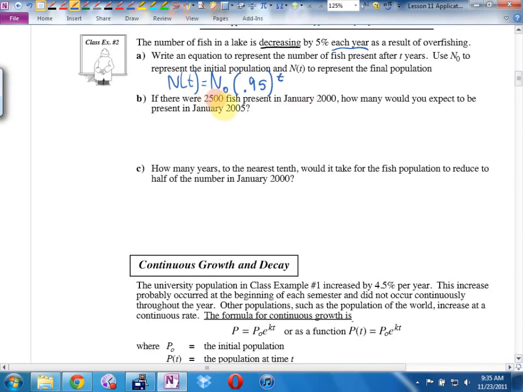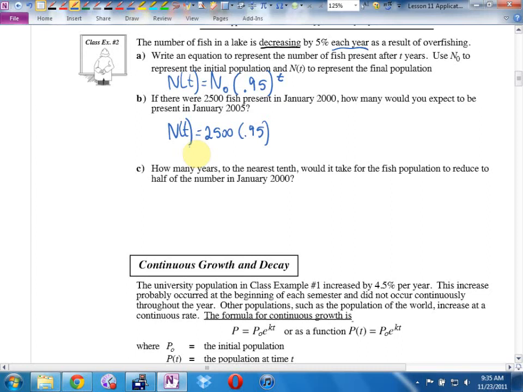What do they want me to find in this question? How many? Oh, you know what? Final population. That must mean somehow they've given me the time. How many years is this question talking about? Oh, how'd you get the 5? Oh, 2000, 2005. Okay, 5.